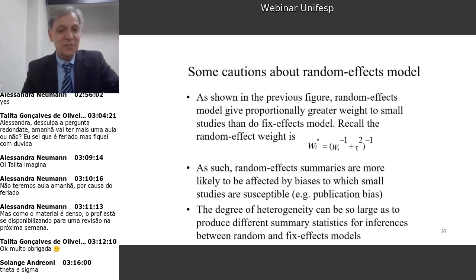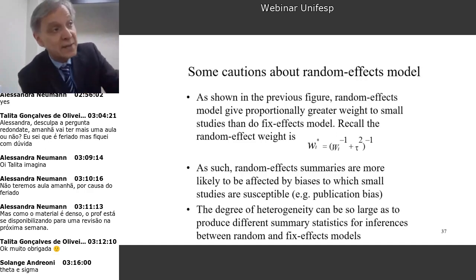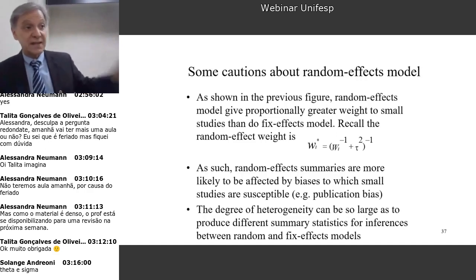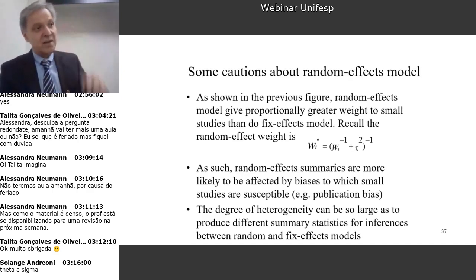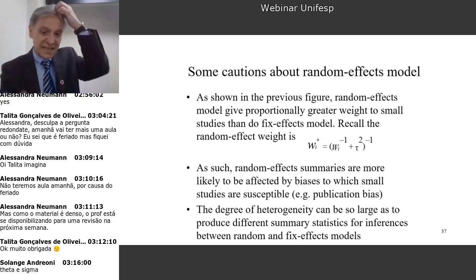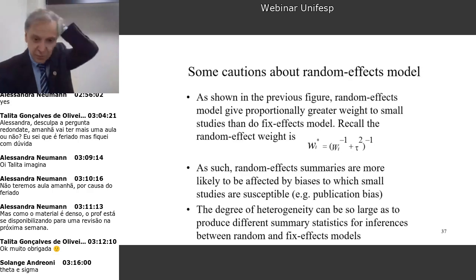Yeah, it's Peter from England. Some caution about random effect. Okay, recall the random weights. As such, random effects are more likely to be affected by bias, as small studies are susceptible, like publication bias. That's why you need a funnel plot. In my study with the funnel plot, I did not exclude the one that was outside, which indicates publication bias. But if I had excluded it, which I did later on, it did not affect my results. So it's a sensitivity analysis. But you need to look at the funnel plot.